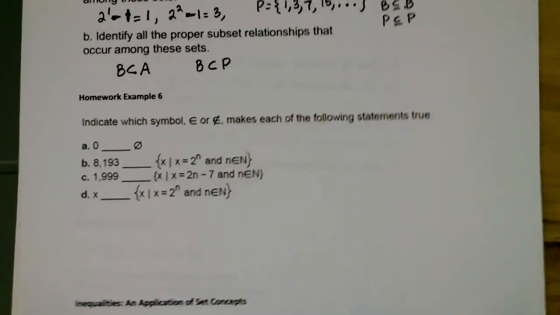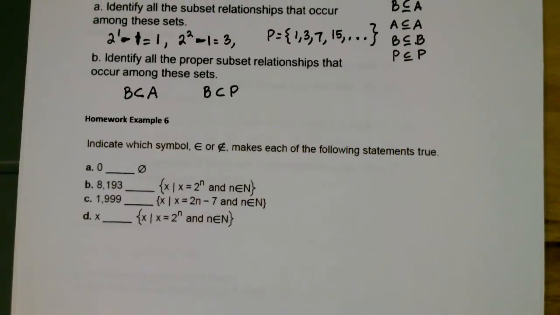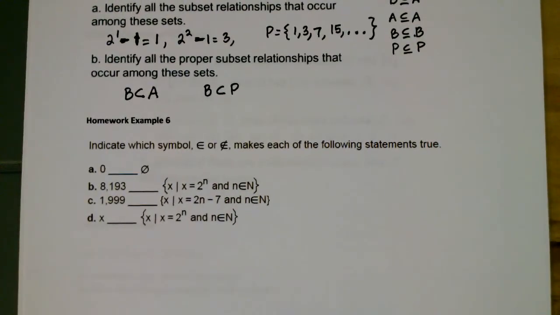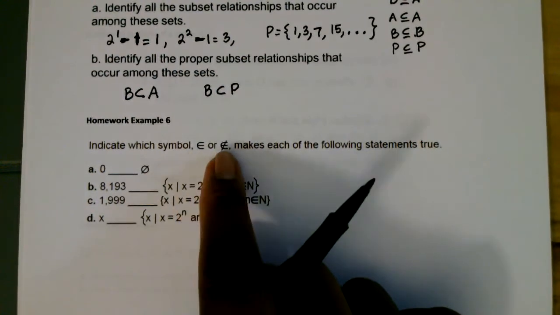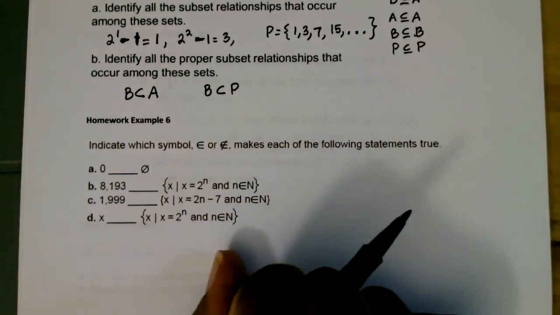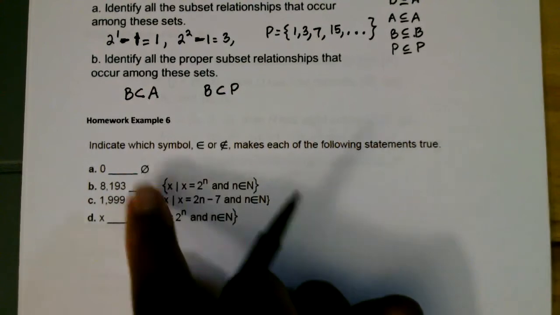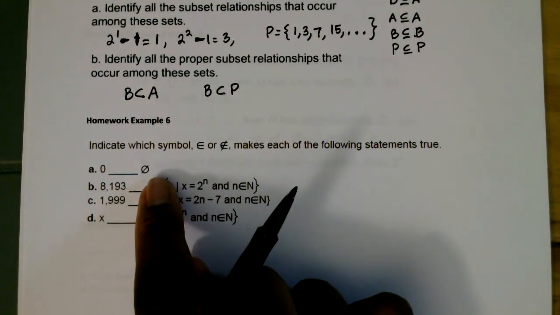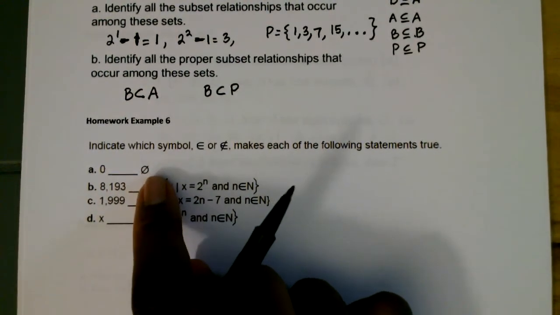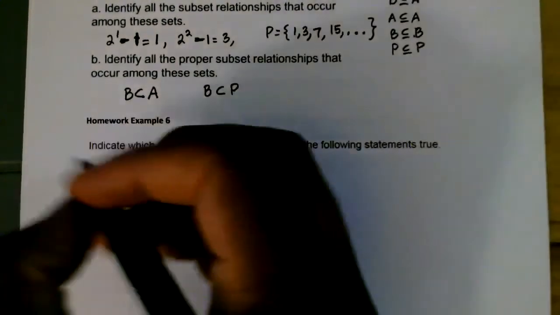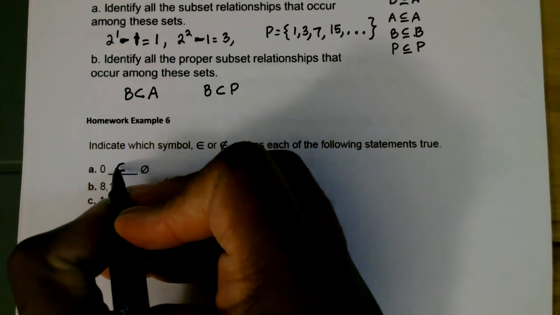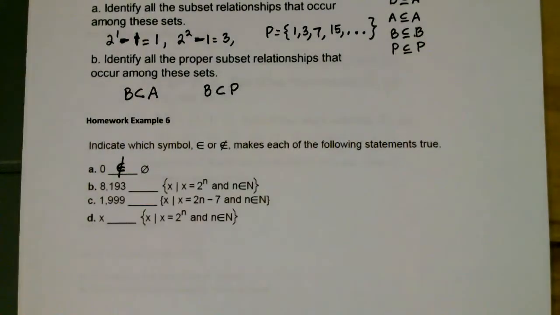All right, now let's look at a homework example. Indicate which symbol, is an element of or is not an element of, makes each of the following statements true. Part A: 0 and the empty set. Keep in mind the empty set has nothing in it. So 0 can't be in that empty set. So we have to say 0 is not an element of the empty set.